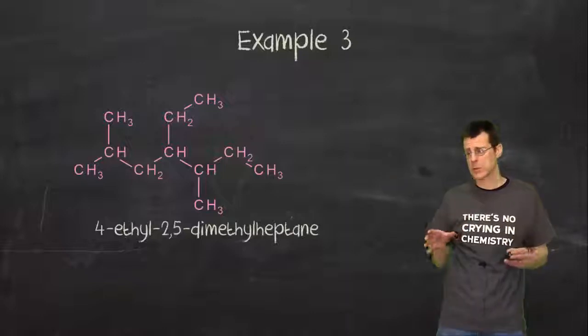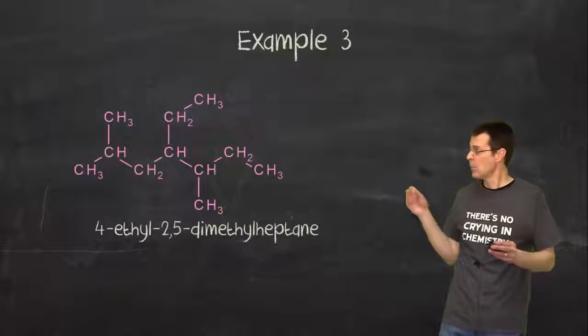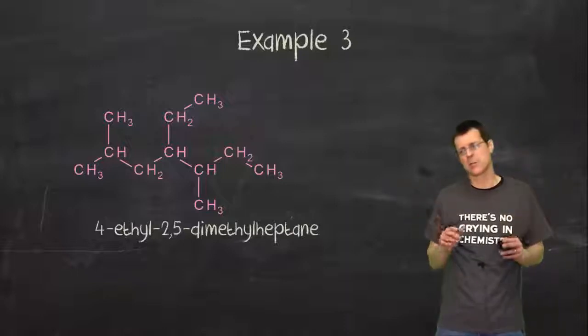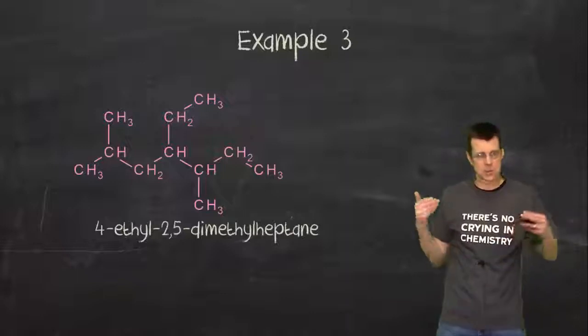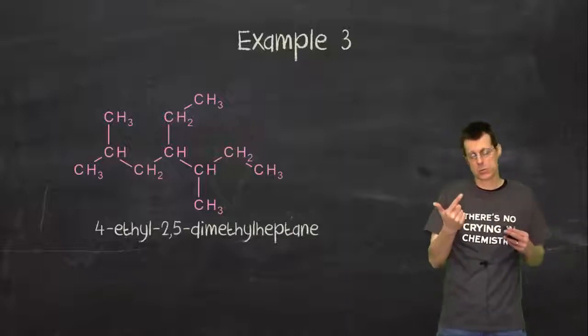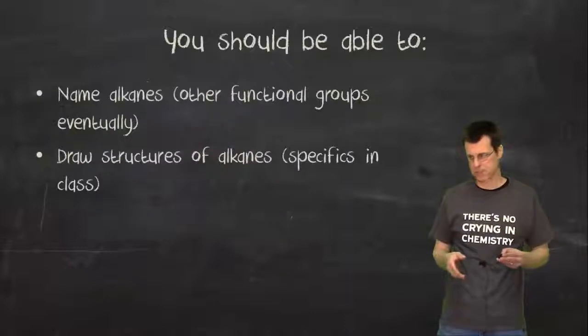When I mark nomenclature questions, there's sort of big mistakes and small mistakes. Not that you're going to make any of them, but the dashes and the commas, for right now, we'll file those under small things. Direction of numbering, root name, and identifying the groups, those are the big things.